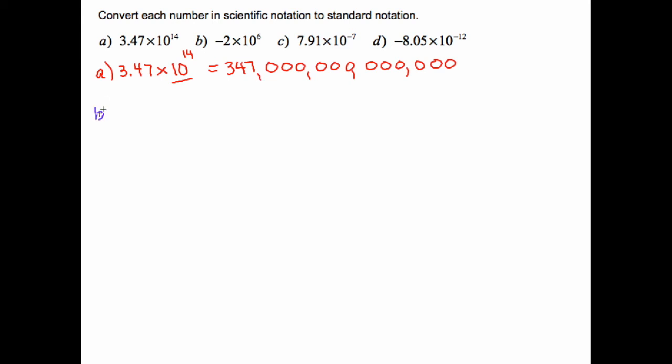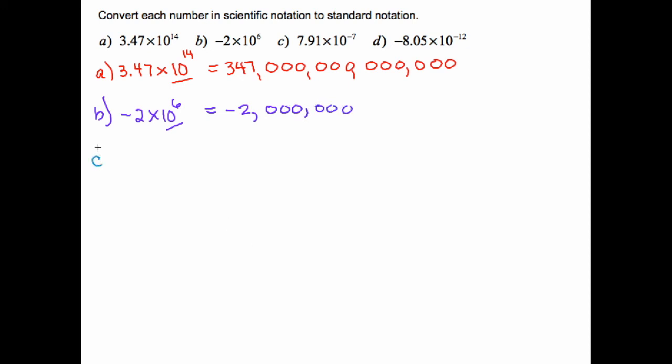For B, what do we have? Negative 2 times 10 to the 6th. Now, 10 to the 6th, that portion of it is greater than 1. When you multiply negative 2, now it is less than 0, but 10 to the 6th is greater than 1. So I'll slide the decimal point 6 places to the right. So I'll write negative 2, and I'll add 6 zeros. 1, 2, 3, 4, 5, 6.